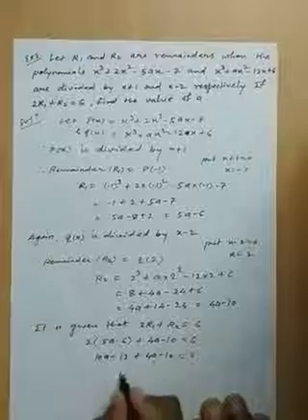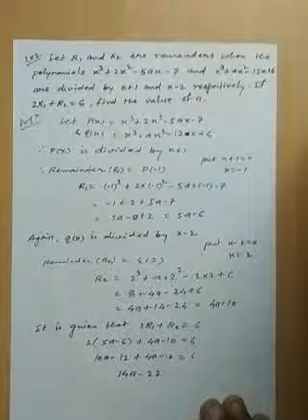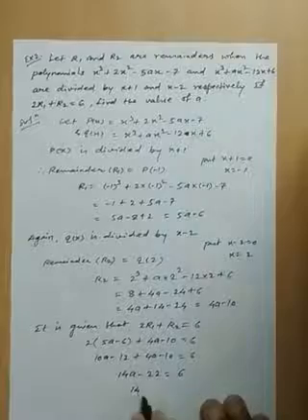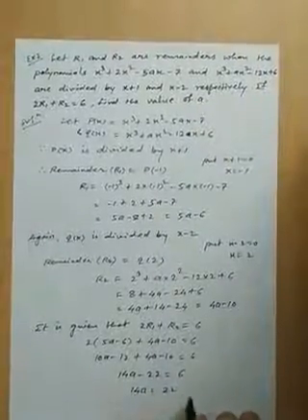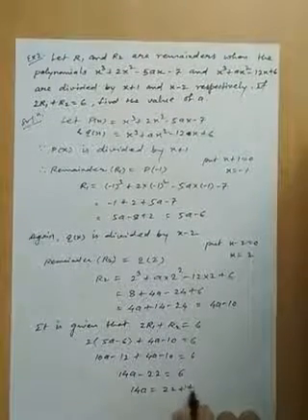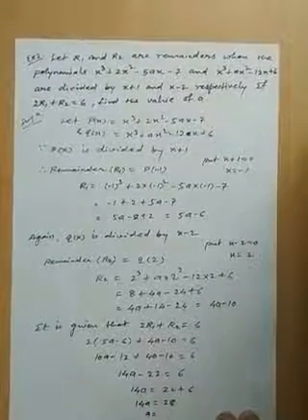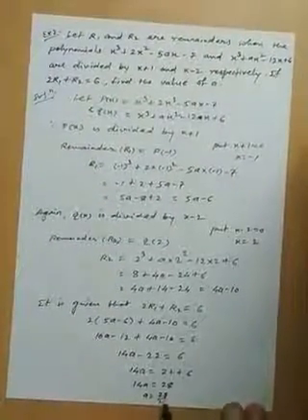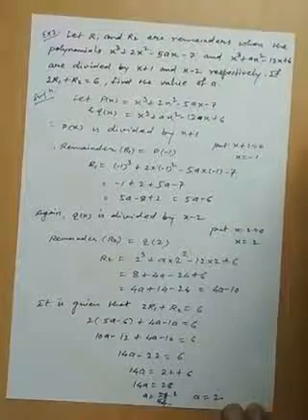10a and 4a is 14a, and 12 and 10 is minus 22 equal to 6. And again 14a equal to transpose 22. So minus 22 to plus 22 for going in LHS to RHS. So 14a equal to 28 and a equal to 28 upon 14, and it is cancelled and the value of a is 2.